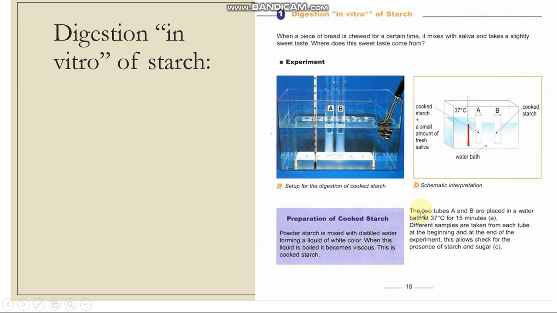رجع مكفي لي هون شو عملنا. It says the two tubes A and B are placed in a water bath at 37 degrees Celsius for 15 minutes. So they left them in the water bath for 15 minutes. Okay, different samples, وأخذوا عينات مختلفة from each tube at the beginning and at the end. Okay, أخذوا عينات من الأول ومن ال end of the experiment to check for the presence of starch and sugar, لحتى يعرفوا إذا عندي starch or not.